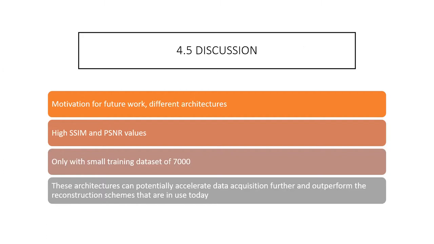Even though we only used 7,000 samples in order to train our architecture, we got very similar, even slightly better reconstructions when compared to POCS and compressed sensing. This shows that there should be motivation for future work with different, more complex architectures. Improving networks with more complex architectures and larger training data can potentially accelerate data acquisition further and outperform the reconstruction schemes that are in use today.